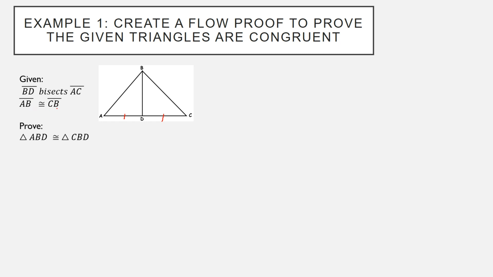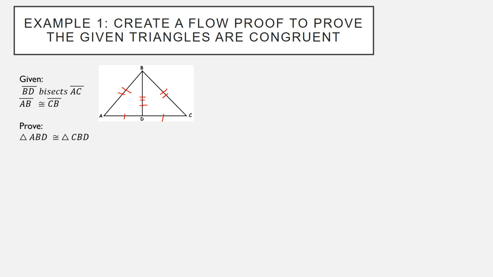And I'm also told that AB, so this segment, is congruent to CB. So I know that. So I've got two segments. I don't know anything else, but based on the diagram, you see this segment BD is a member of both triangles. So we have a property of congruence called the reflexive property. The reflexive property tells me that that side is going to also be congruent to itself.